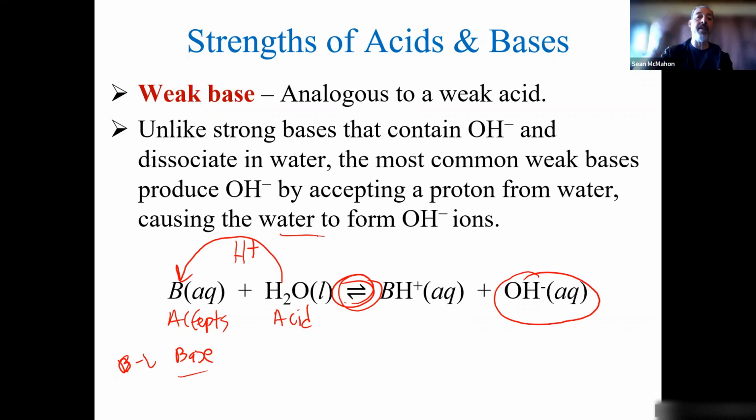Instead, water neutralizes it some of the time. That's why it's a double arrow, and it produces a small amount of hydroxides. And that's why it's considered a weak base, because the more hydroxide we have, the stronger the base. Well, if I only have a little bit of hydroxide from the water behaving as an acid, then I'm going to be a weaker base.